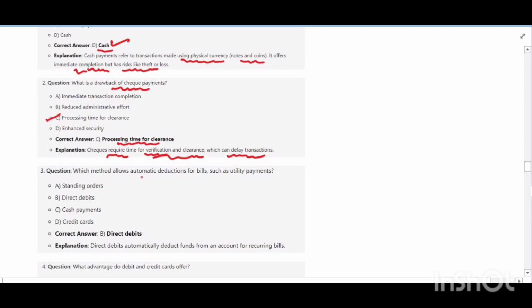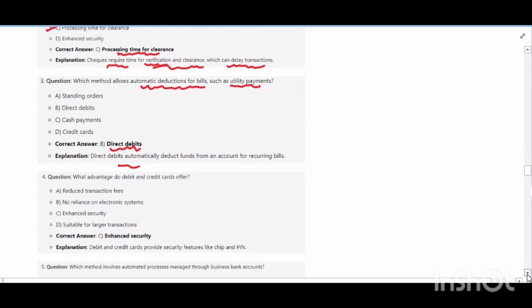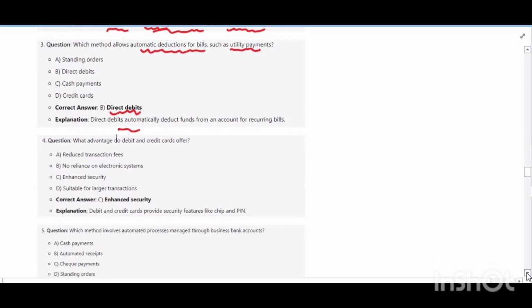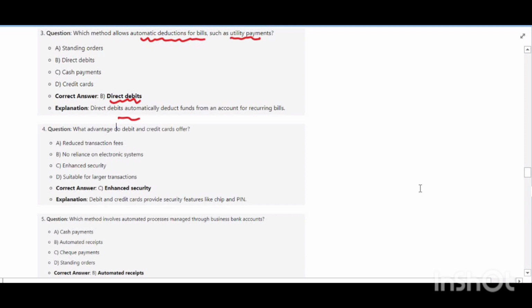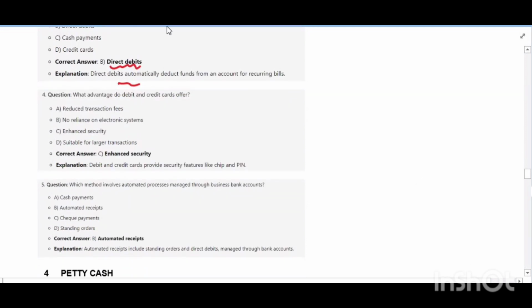Which method allows automatic deduction for bills such as utility payment? We have discussed that it is the direct debit method. In the direct debit method, the amount is directly deducted from the fund for a recurring bill. Clear? Now the fourth MCQ is, what advantage do debit and credit cards offer? We know that they enhance security because of chip and pin. Clear? Debit and credit cards provide security features like chip and pin.